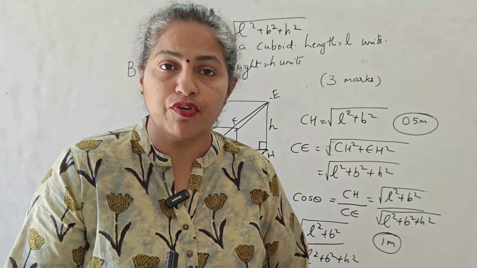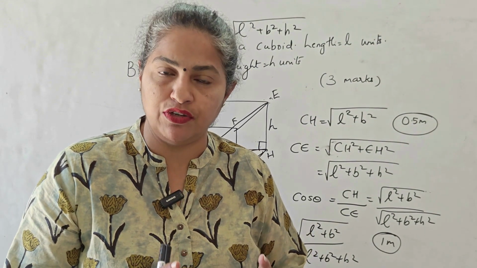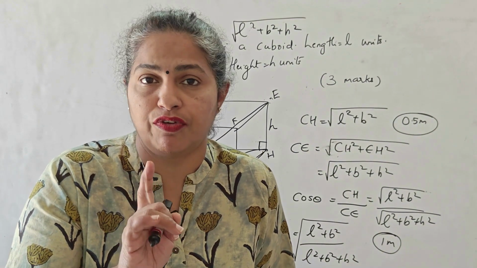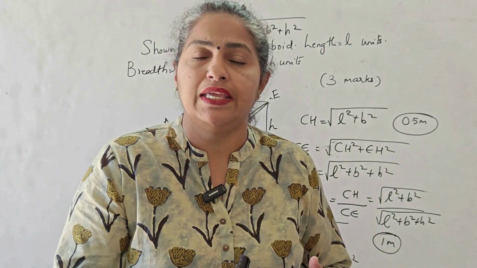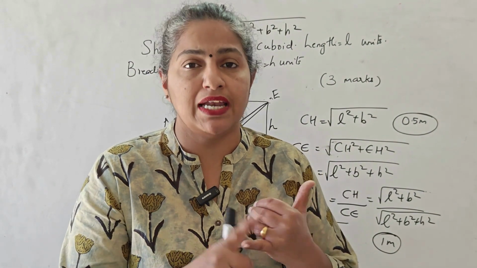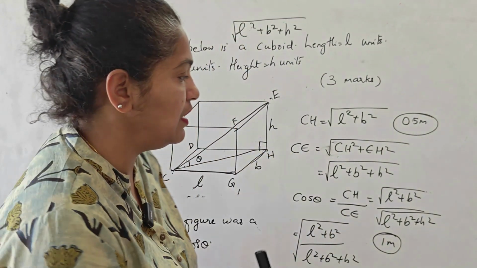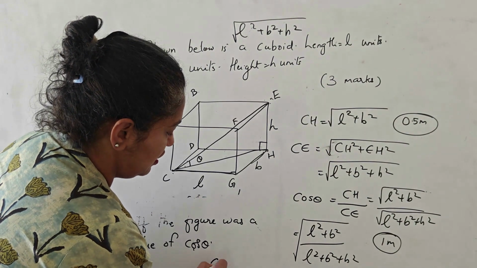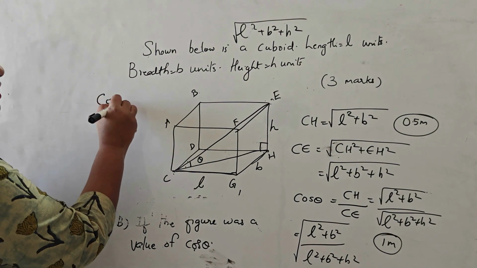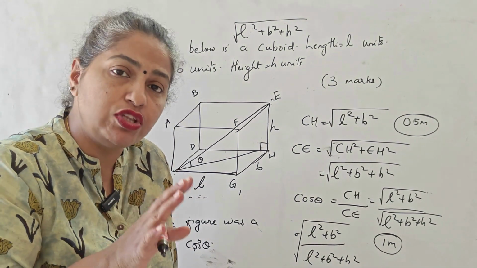Now, there is a second part for the sum. If the given figure is a cube, find the value of cos theta. What happens when the given figure is a cube instead of a cuboid? In the case of a cuboid, L, B and H may or may not be equal. In the case of a cube, L is equal to B, B is equal to H. All the three quantities are equal. So, when I am applying it over here, you will get cos theta is equal to, suppose let us take B and H are both equal to L.